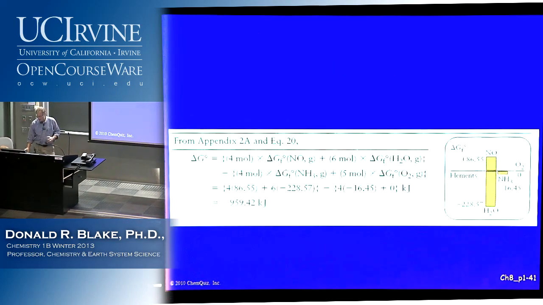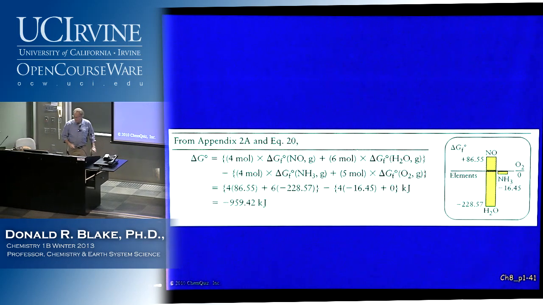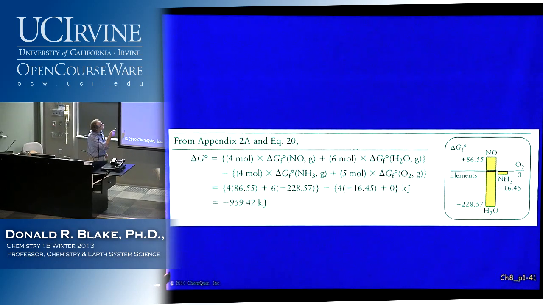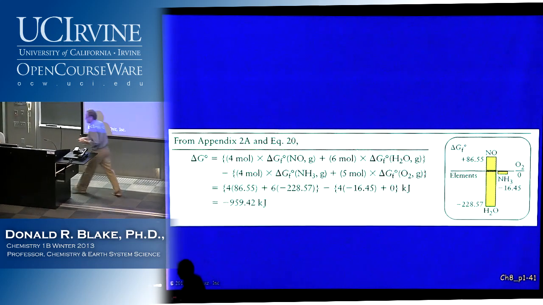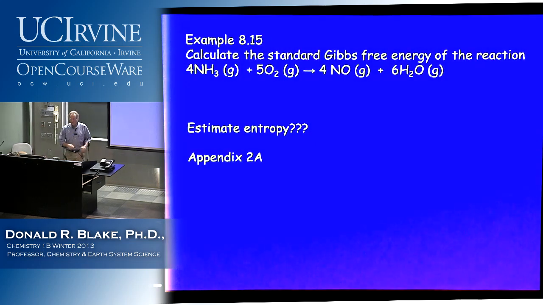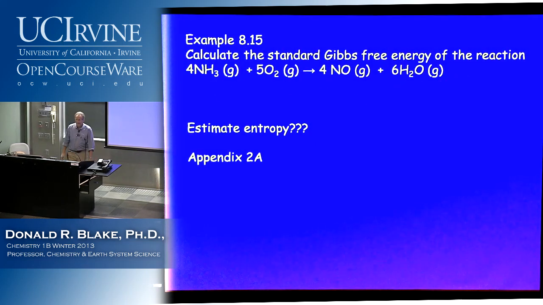Okay, Appendix 2A. Here are your values. So this is how you'd set it up. Products minus reactants. Did you guys write that equation down? Write that down, folks, because I'm going to switch off of this and you're going to have to figure out what is products minus reactants.